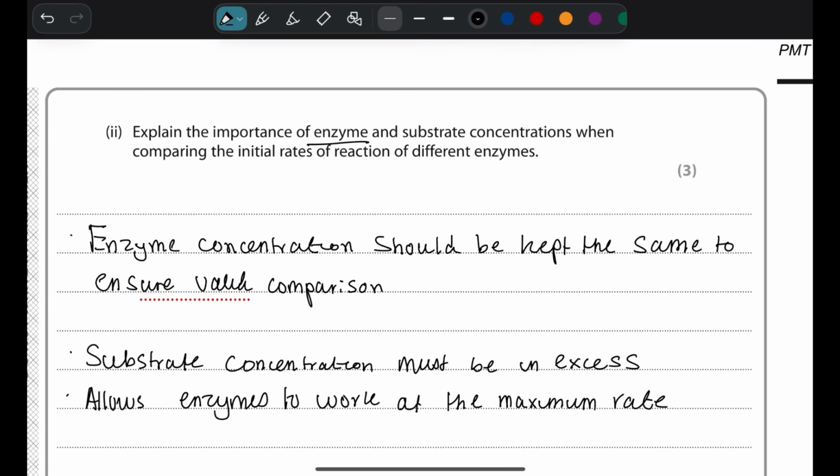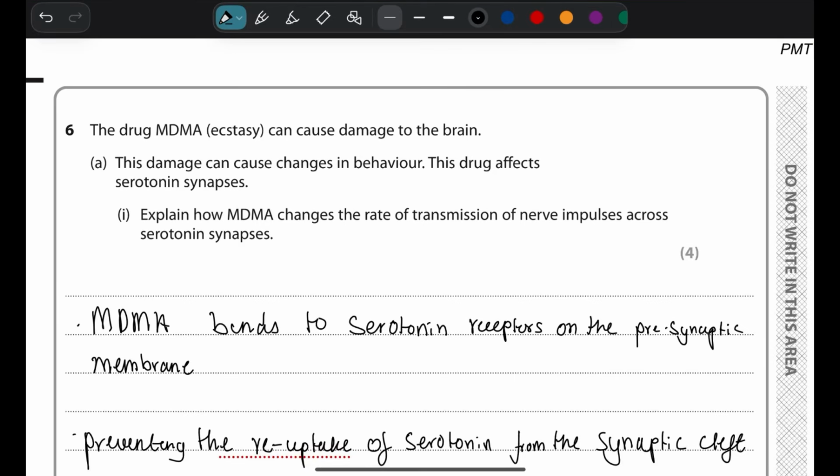Now, when we're talking about substrate concentration, the second part, we need to think, okay, if we're investigating enzyme concentration, then the substrate needs to be in excess, or the substrate just needs to not be the limiting factor. Because if it is, then that is going to inhibit how the enzymes can work. So that's something that you need to say. And essentially that's the next 2 points. So substrate concentration must be in excess so that the enzymes can work at the optimal rate, right?